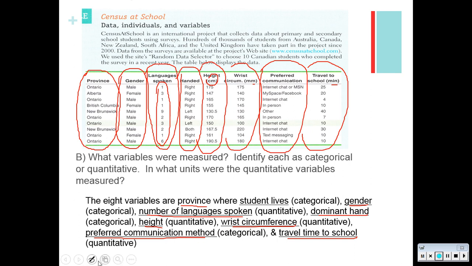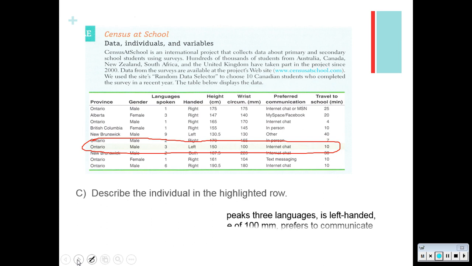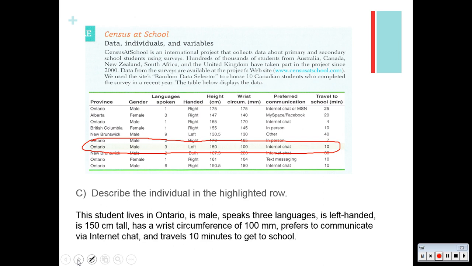And then for part C, we have here describe the individual in the highlighted row. So the highlighted row is this row right here. What we would say about the individual in that highlighted row is that this is a student who lives in Ontario, is male, speaks 3 languages, is left-handed, is approximately 150 centimeters, has a wrist circumference of 100 millimeters. Their preferred mode of communication is an internet chat, and it takes them approximately 10 minutes to get to school.